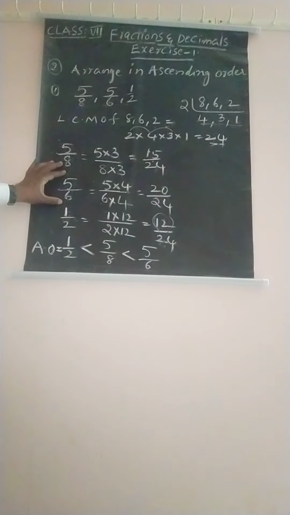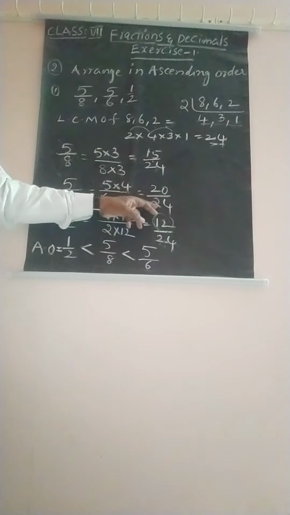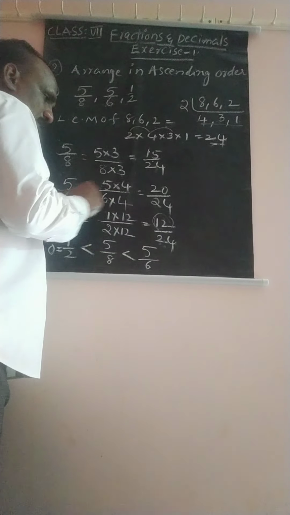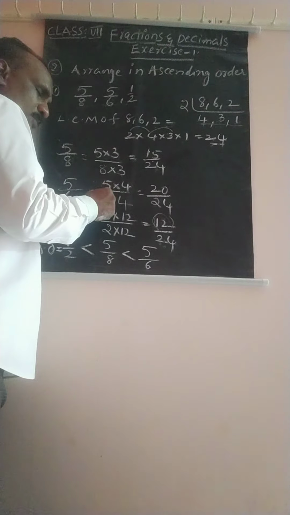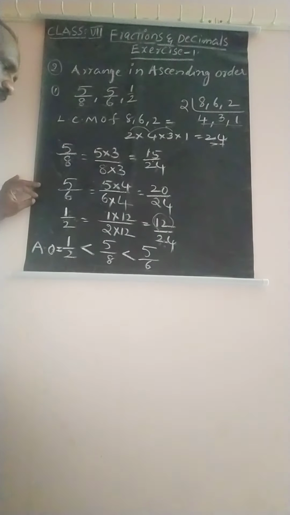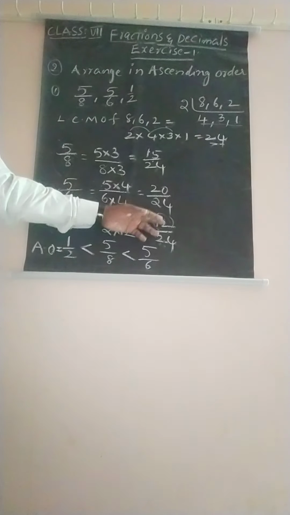Next, the second fraction, 5 by 6. The 6 will be converted into 24. 6 4s are 24, so 6 should be multiplied with 4, and the 5 should also be multiplied with 4. Like that you can finish it. So 1 by 2 is also the same, 12 by 24.